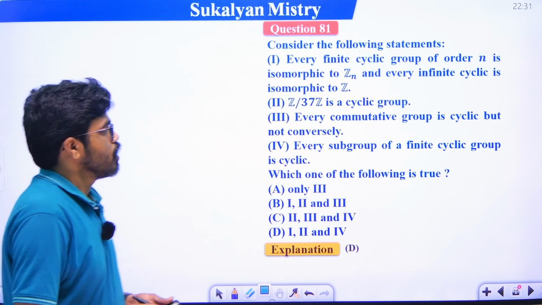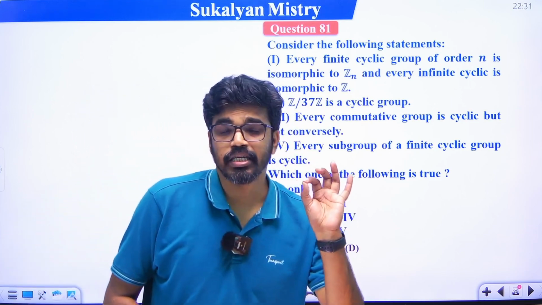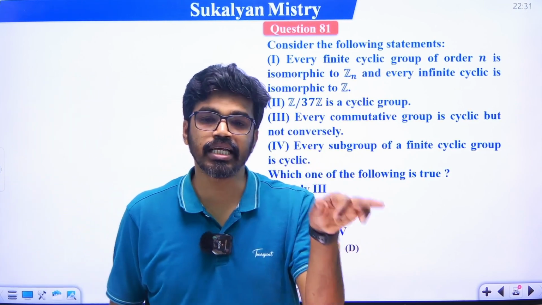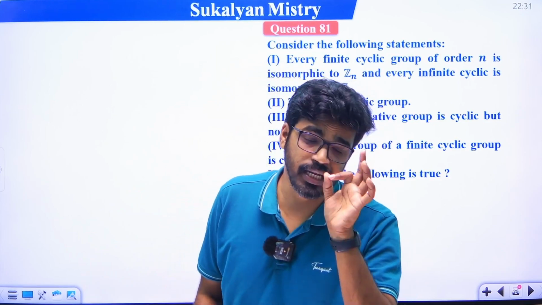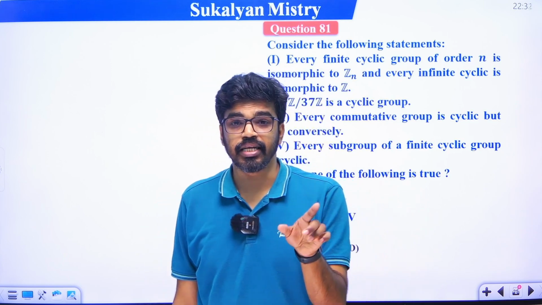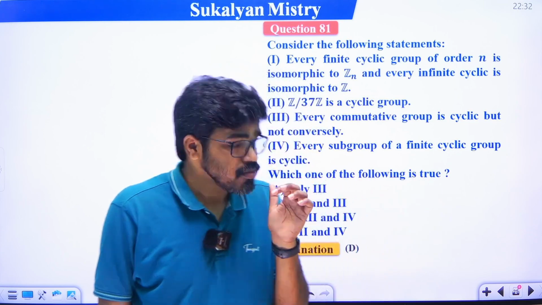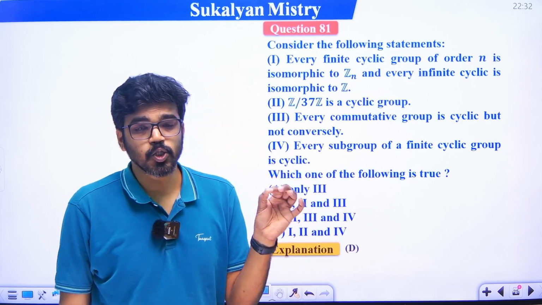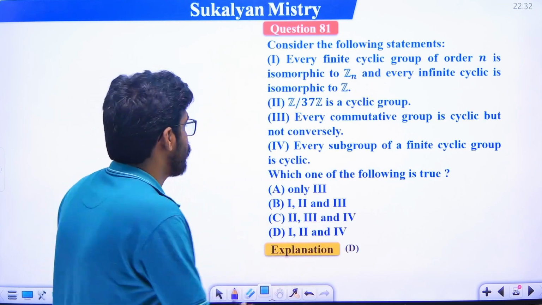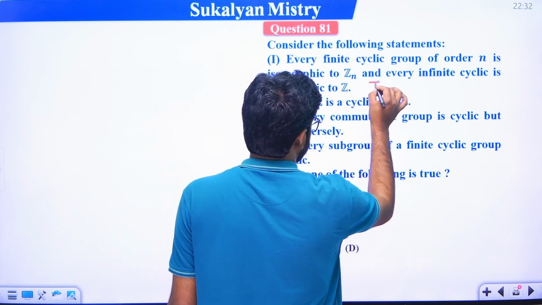So next, which of the following statements is true? There is a property: every finite cyclic group is isomorphic to Zn. Just see, Zn is a finite cyclic group. What is an example of an infinite cyclic group? The example of an infinite cyclic group is Z. Z is an infinite cyclic group. Zn is a finite cyclic group, right? A finite cyclic group is always isomorphic to Zn, and an infinite cyclic group is always isomorphic to Z. So this is true.